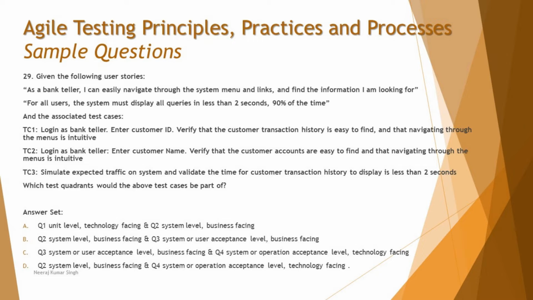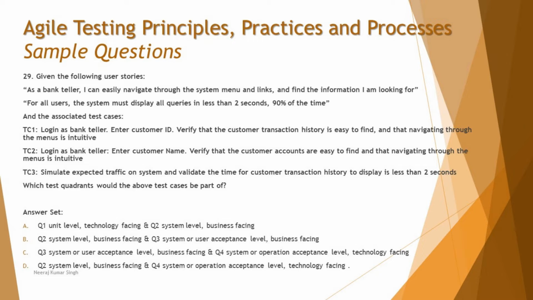Among the options, option A says Q1 unit level, which is technology facing, and Q2 system level business facing, whereas B says Q2 system level business facing and Q3 system or user acceptance level business facing. So they're giving you two different items which address different quadrants, and what exactly is the ask at this point, that is the right answer.